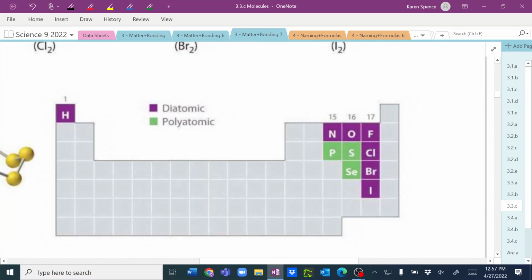So it would be H. When hydrogen is on its own, it's always H2. When nitrogen is not paired with another element, it's always N2.